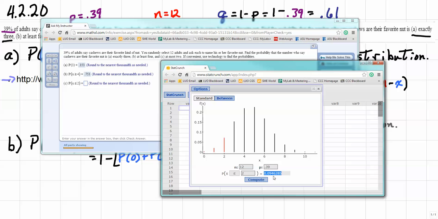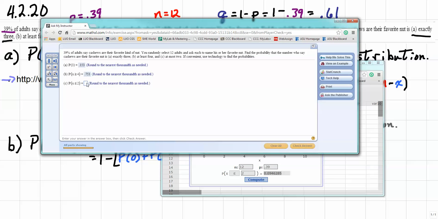0.0946285. Once again, we're going to round to the nearest thousandth. So that's going to be 0.095. And then we simply click check answer, and we have completed the problem.